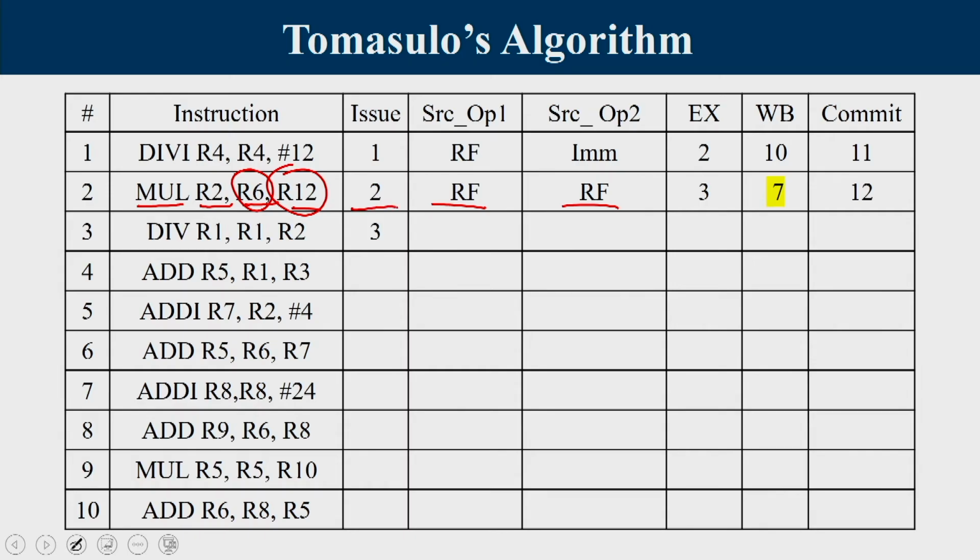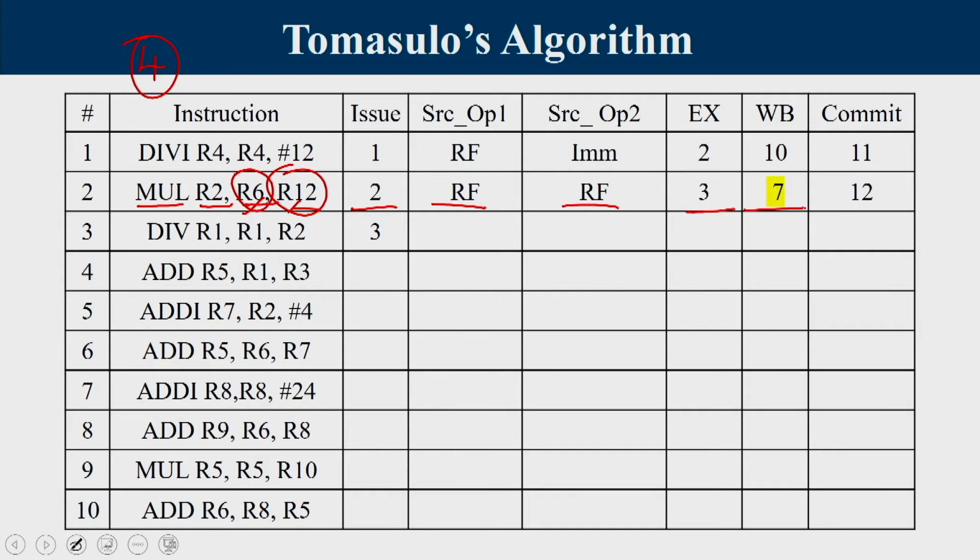It is issued in 2, it is a multiplication. So, the multiplier can directly start because both the source operands are available. Since it is issued in 2, the execution starts at 3. Cycle number 3, 4, 5 and 6 will be used for the multiplier because the latency of the multiplier is 4, it is an unpipelined unit. So, at 6, multiplication is over, at 7 I am going to write into the CDB.